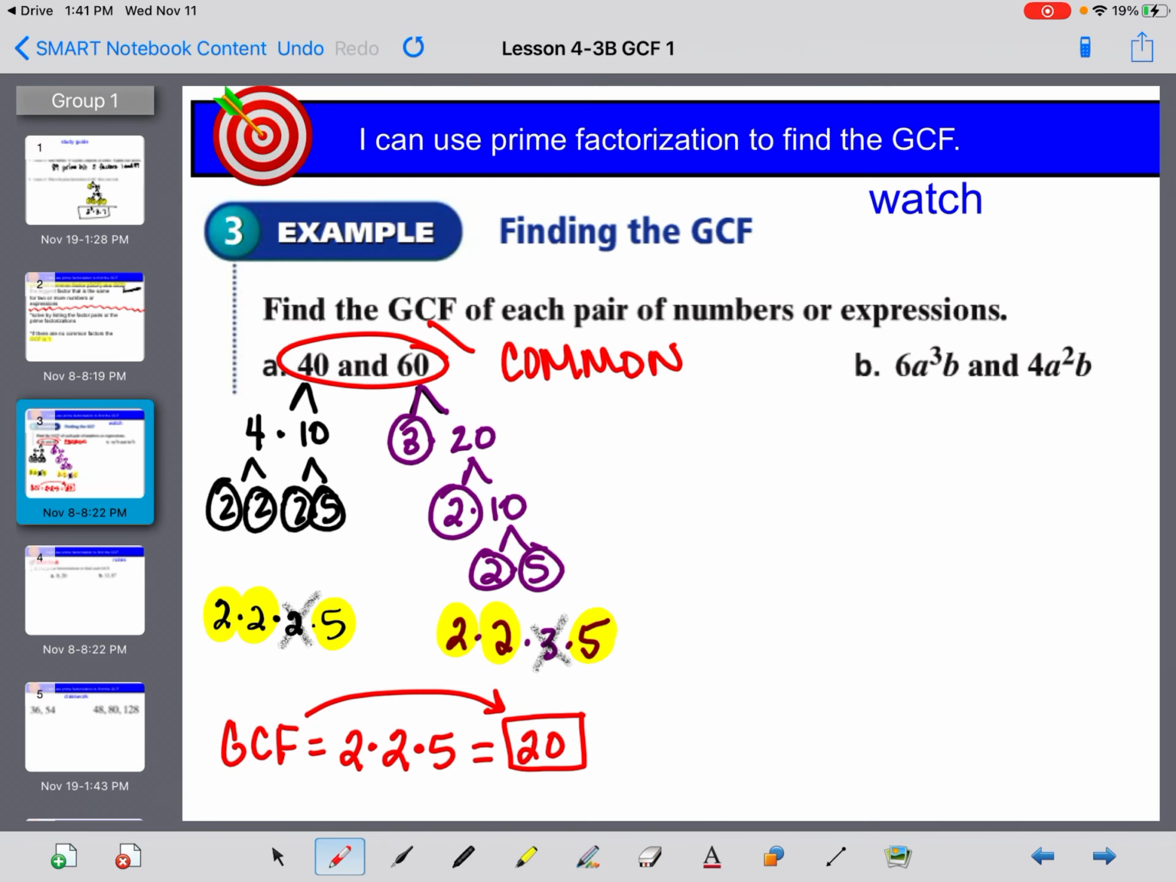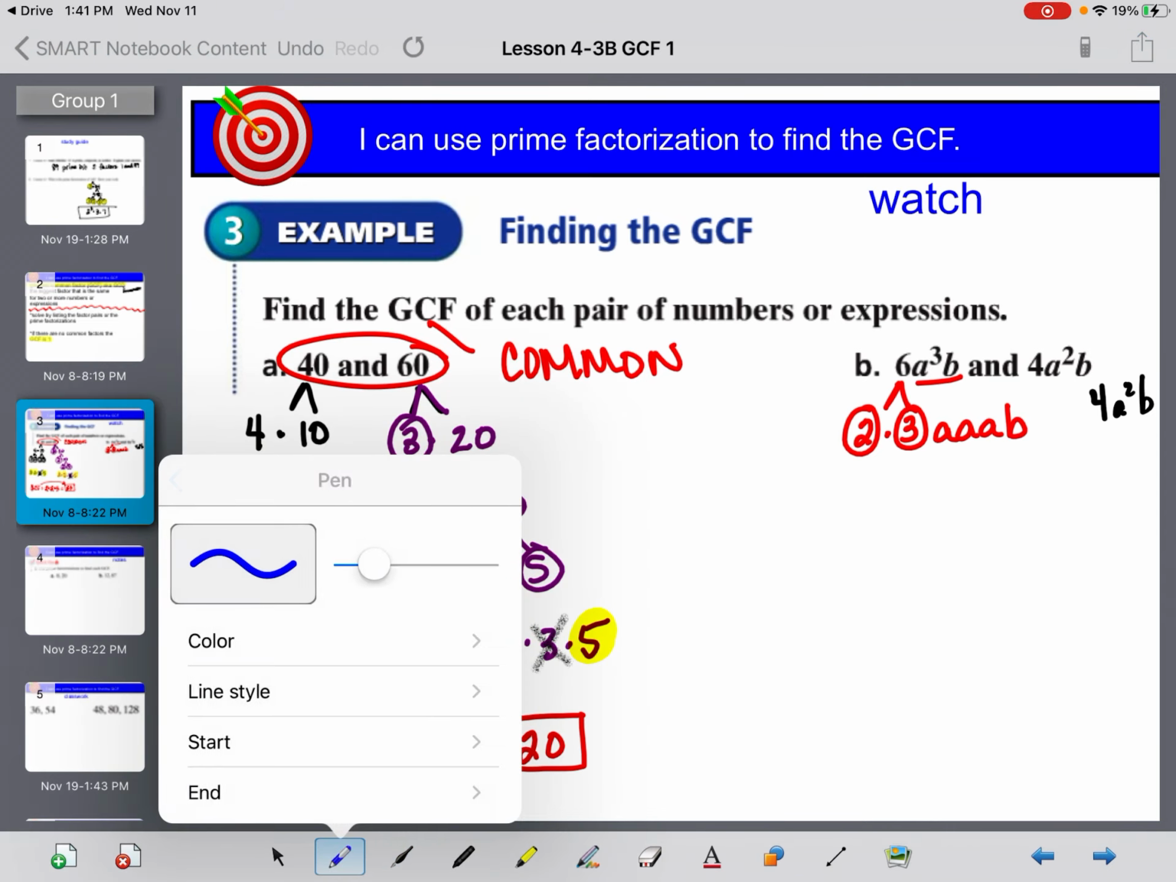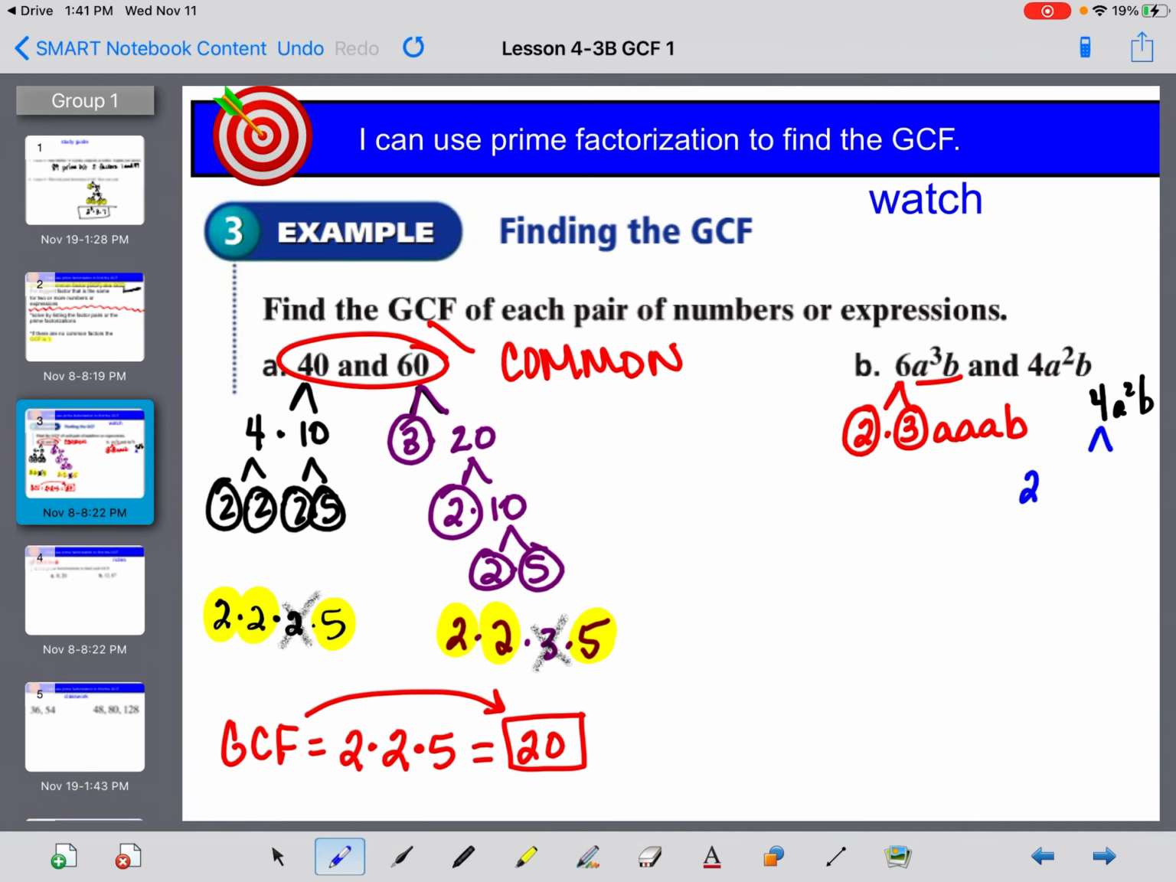Now, when we have variables, the process is very similar. You are going to see that I'm going to do the prime factorization of 6. 2 times 3. Then I'm going to list any exponents in expanded form. A times A times A times B. I'm going to do the same thing over here for 4A squared B. I need a little more space, so we're coming over here. 4 is the same as 2 times 2.